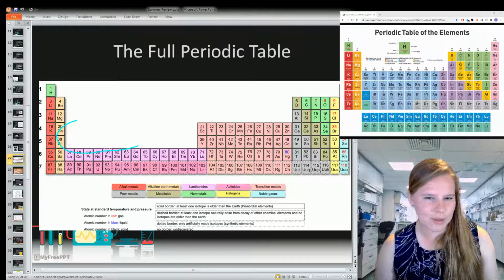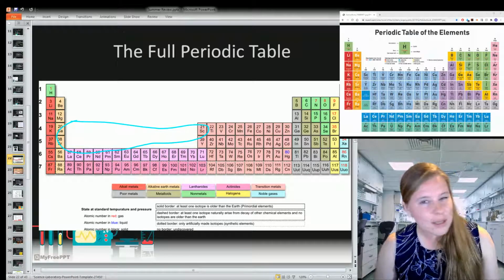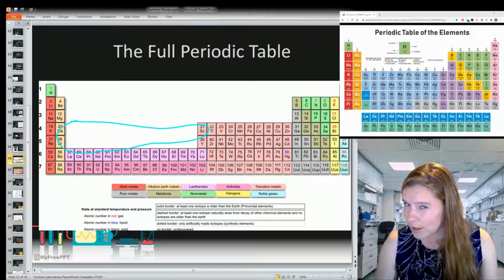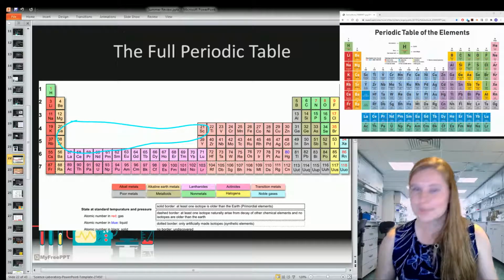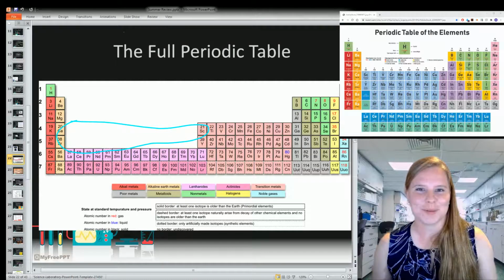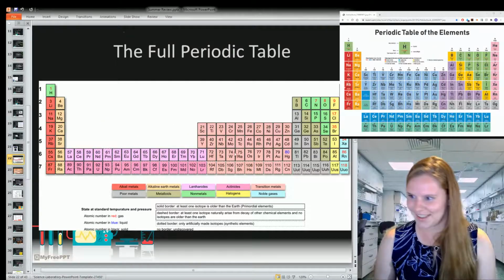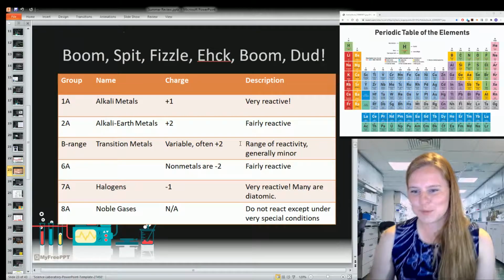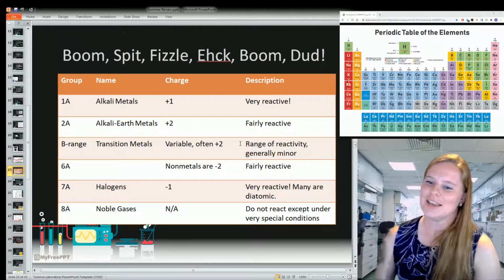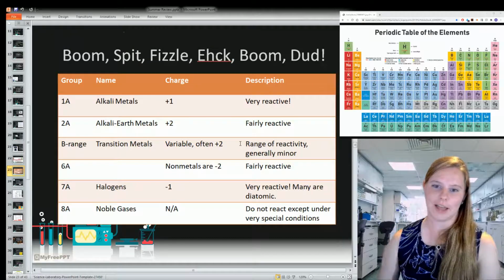Why aren't there elements here? Seems like there should be boxes there. Why aren't there elements there? Well, you might remember from Chem. If you don't, hold on. We'll learn it later this year. All right. Boom, spit, fizzle, boom, dud. Okay. So this is characterizing the different layers of the table.